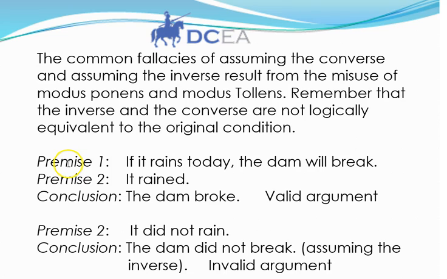Let's take this same premise and give it a different second premise. If it rains today, the dam will break. It did not rain. The dam did not break. We assumed the inverse in this argument. Consequently, it's invalid. The dam didn't break, but we don't know that that's because it didn't rain. The dam might not have broken because it wasn't full enough to break.